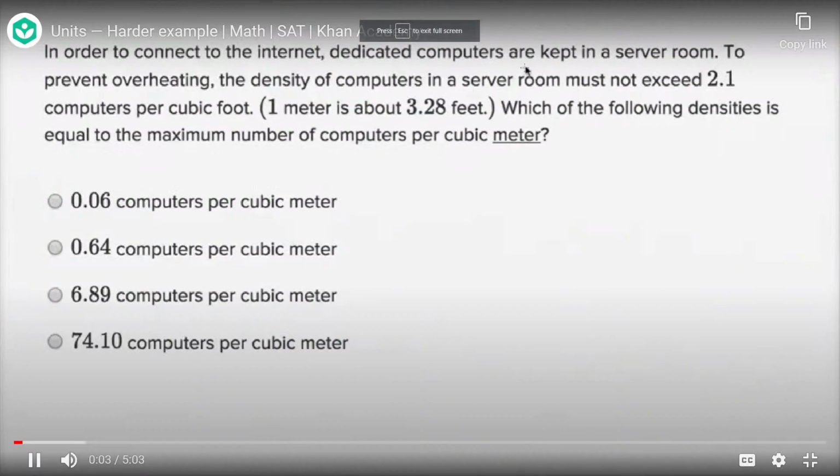In order to connect to the internet, dedicated computers are kept in a server room. To prevent overheating, the density of computers in a server room must not exceed 2.1 computers per cubic meter.